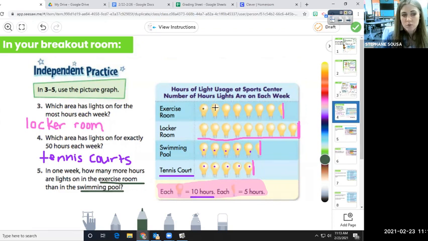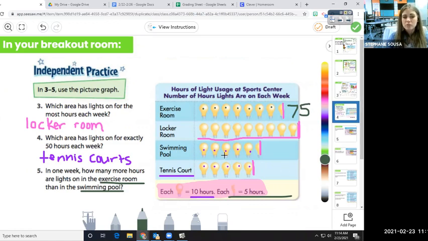Count by tens with me. 10, 20, 30, 40, 50, 60, 70. Miss Sousa, there's a half a light bulb. What's half a light bulb? Oh, I'm so glad you asked. Look right here. It equals 5. So 70 plus 5 is 75. So the exercise room uses the lights for 75 hours.